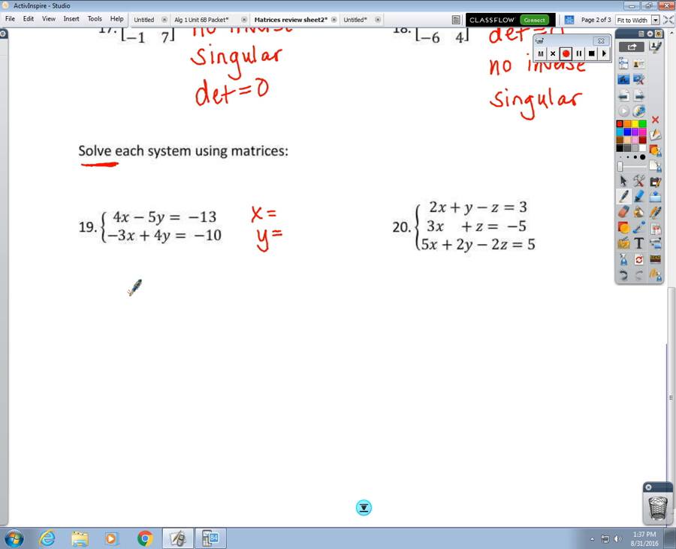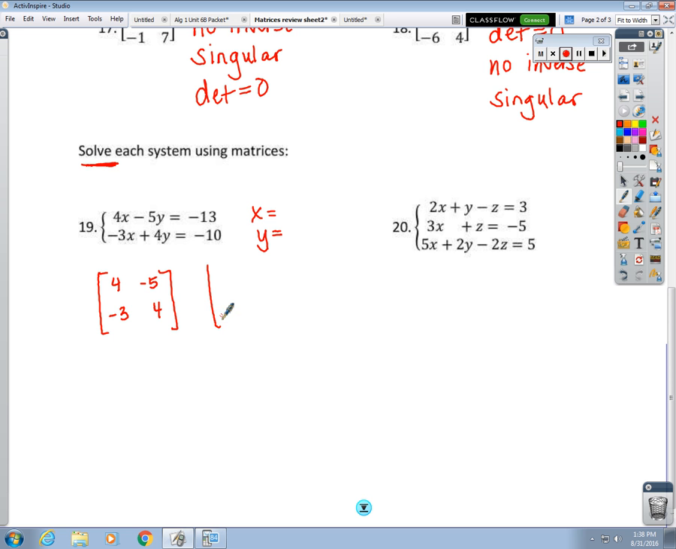Right, we're going to make two matrices. The first one's going to be a 2 by 2. It's going to hold all of your coefficients. Remember, coefficients are the numbers with the variables, like 4, negative 5, negative 3, and 4. Just always make sure your numbers line up. Like 4 and negative 3 are both coefficients of the x variable, so they need to be in the same column. Same thing as negative 5 and 4.